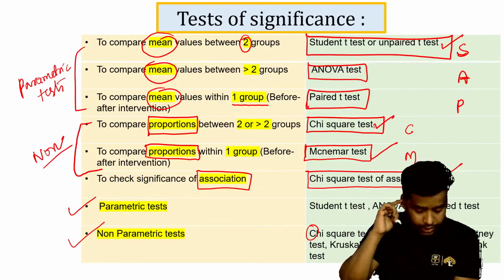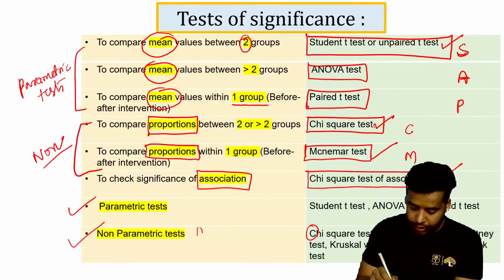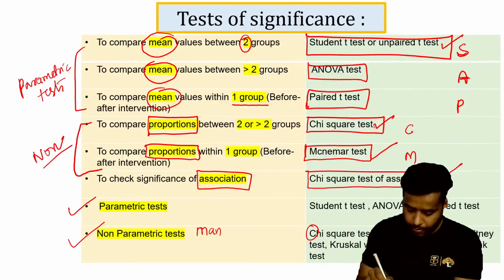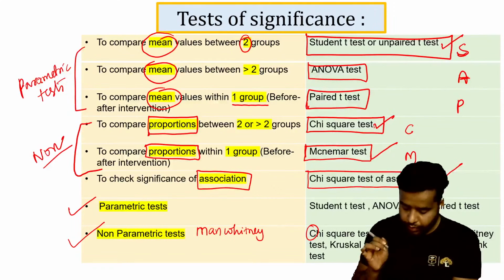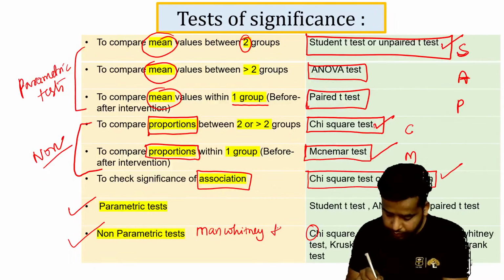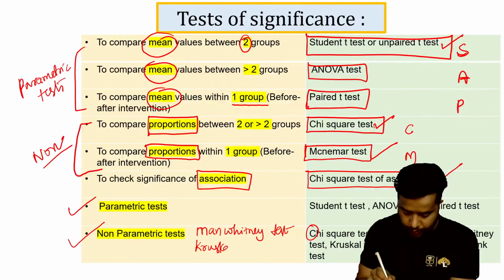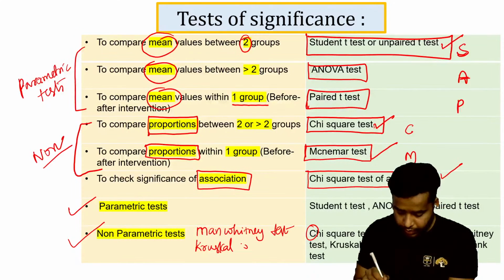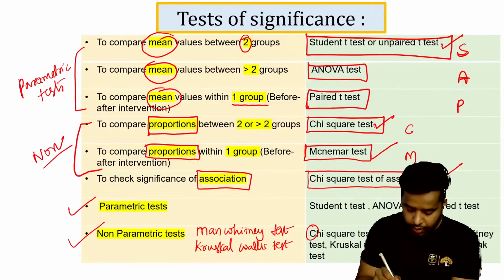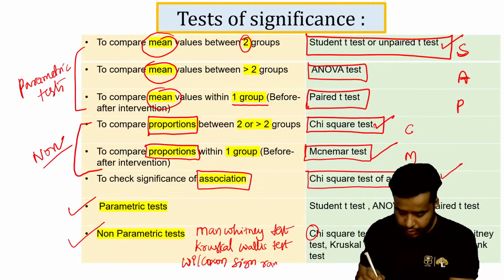Remaining three tests, I am writing here: Mann-Whitney test, Kruskal-Wallis test, and Wilcoxon sign rank test.